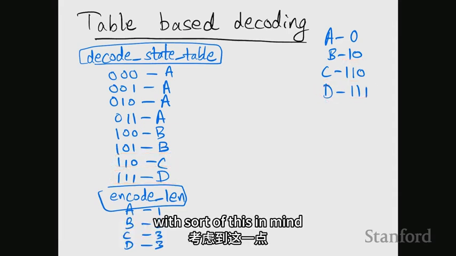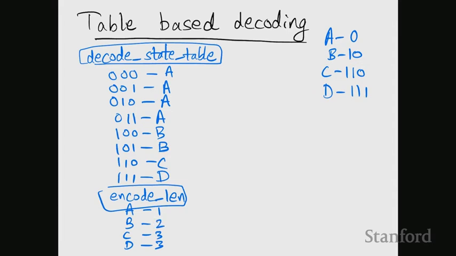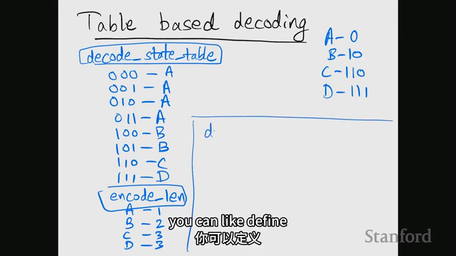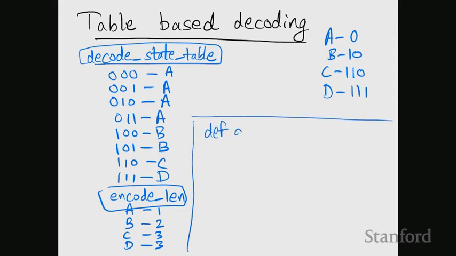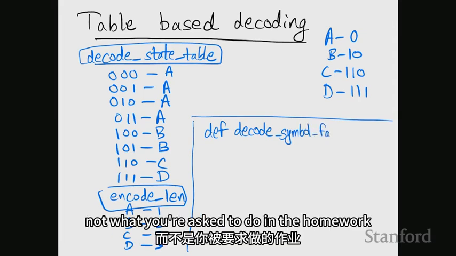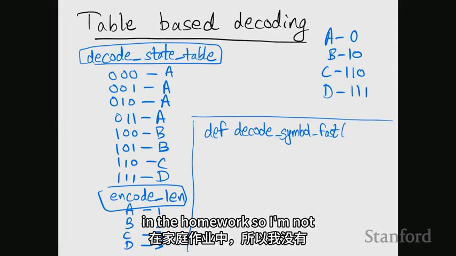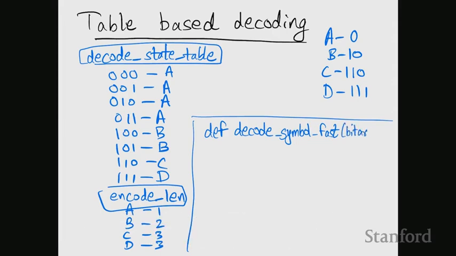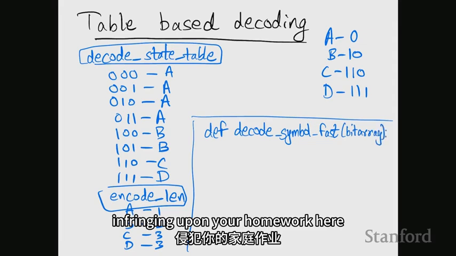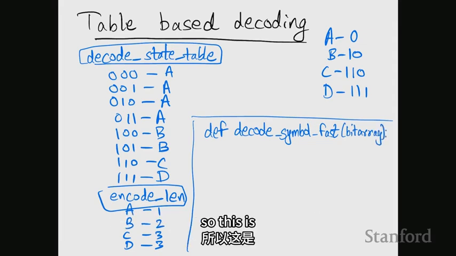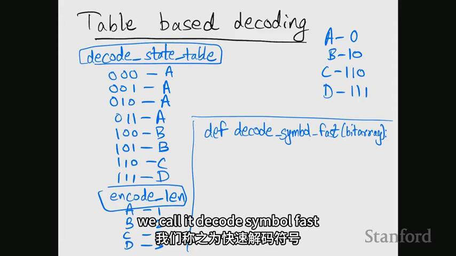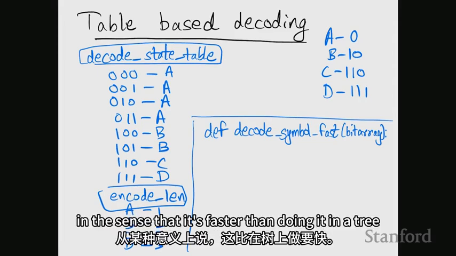So, with this in mind, you can implement this function. I think this is actually not what you are asked to do in the homework. You are asked to construct these state tables in the homework, so I'm not infringing upon your homework here. We call it decode symbol fast in the sense that it's faster than doing it in a tree.